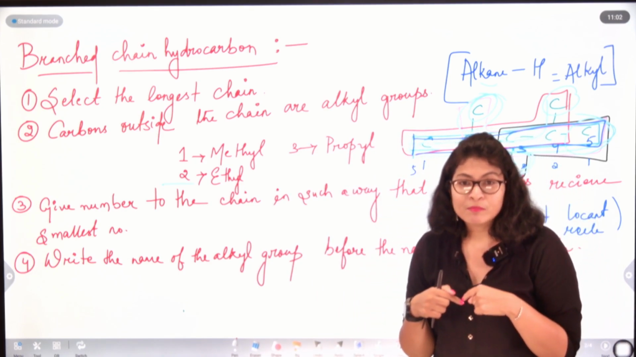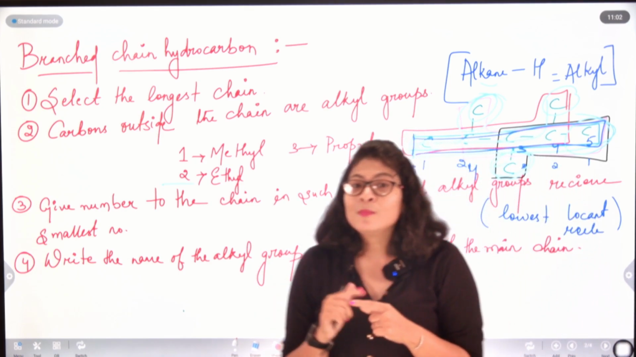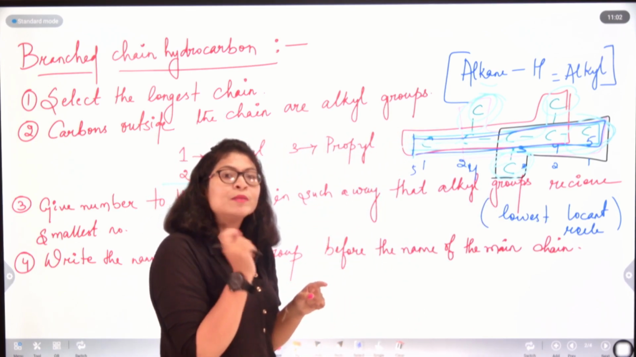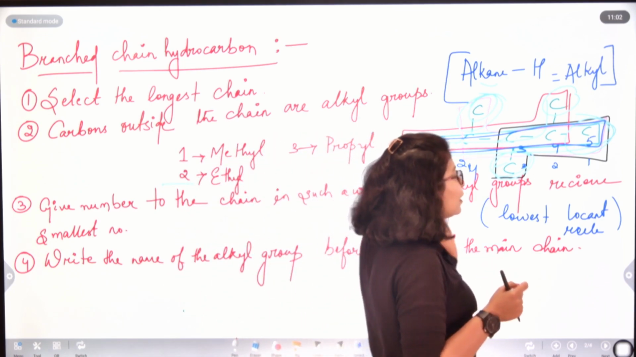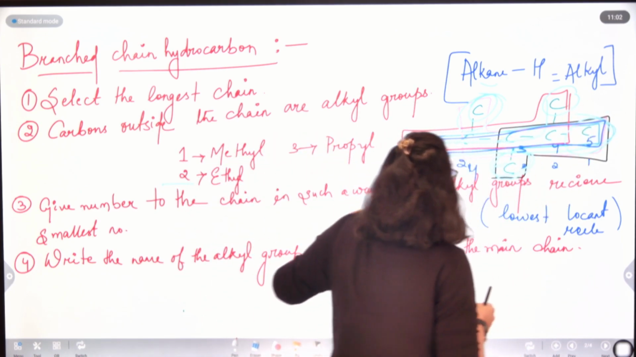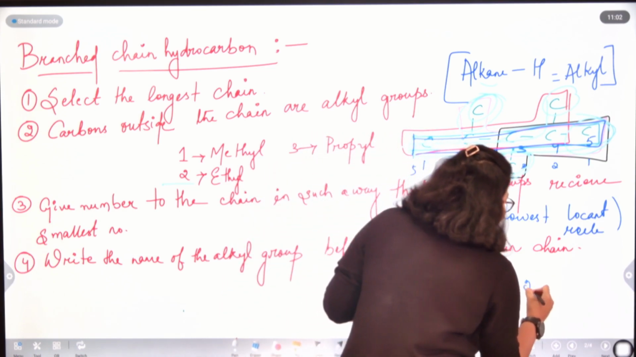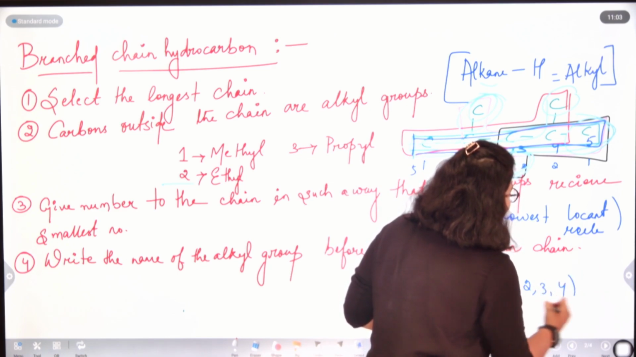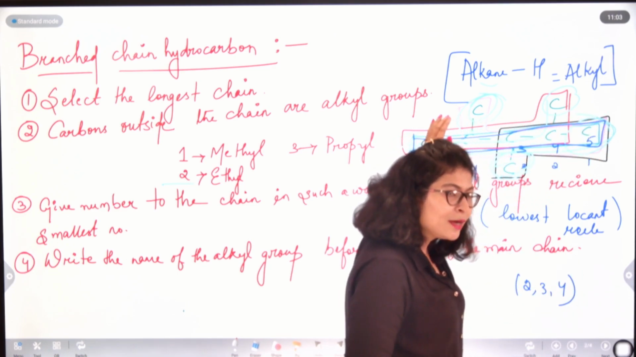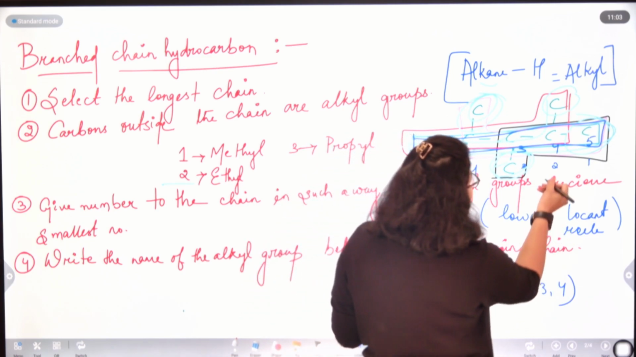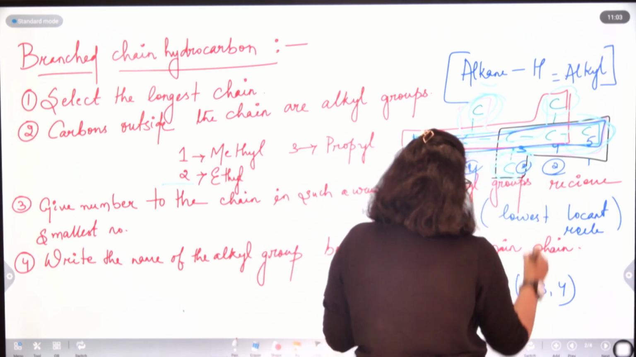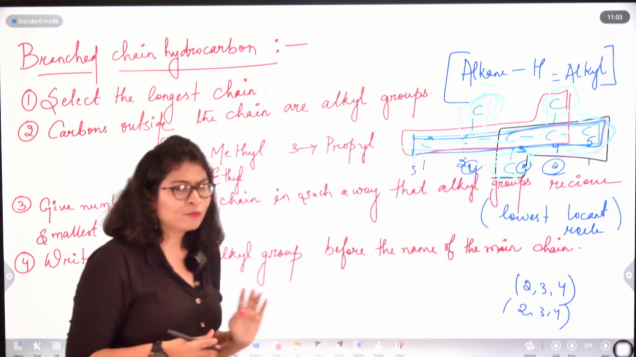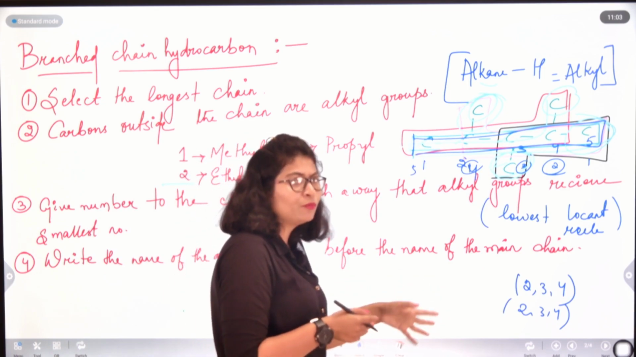And I have to keep in mind, my rule says that the position in which branching has started should get the minimum number. Okay, so if I'm going from this side, then my branching starts at second position. Let me write second, then third, then fourth position. Now if I'm coming from this side, I'm getting a branching starting at 2, 3 and 4 as well. 2, 3 and 4. Okay, so here we are getting the same set of locants. So here we won't find any deviation.